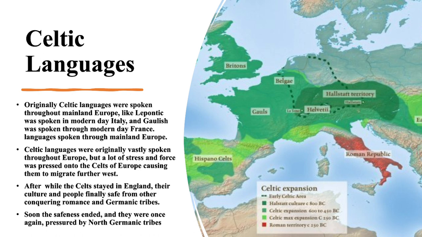Celtic languages were originally spoken vastly throughout Europe, but a lot of pressure was put onto the Celts, as the Romans, the Huns, and the Slavs defeated them and pushed them back. This was called the migration period, where they migrated further into the west side of Europe. Then around 600 AD, Germanic tribes started attacking these Celtic states, provinces and tribes, so they had to move again, over here in the UK. And believe it or not, the Anglo-Saxons started attacking them now. So they never really had any peace or rest.